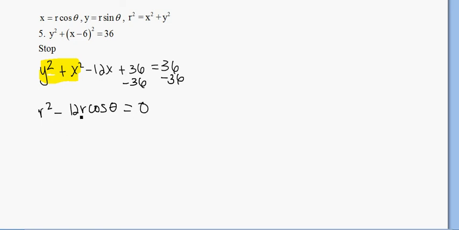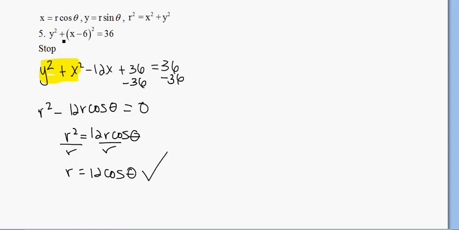So again, if I can get rid of an r, I will. So I'm going to do r squared and move that 12r cosine theta over, and if I divide by r, I get r equals 12 cosine theta. So there's the way to represent it. So notice this is a circle with center at (6, 0) and a radius of 6. We've all seen circles like that before, and this is just the polar form, which to me is a little easier, a little nicer to look at.